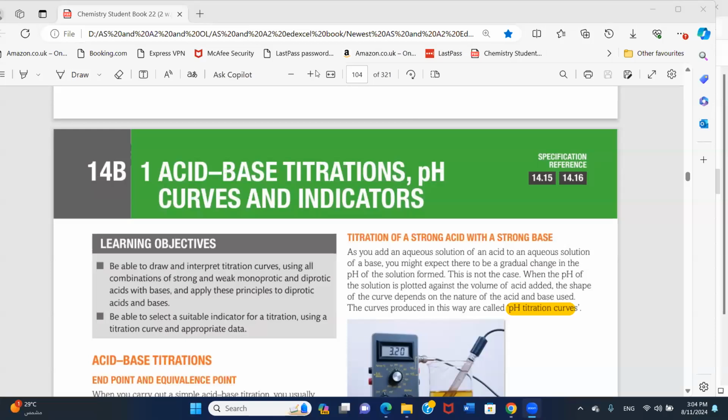Today, inshallah, we are going to start the acid-base titrations, pH curves, and indicators. Of course, as I told you from the beginning of this chapter, this chapter is very, very important. Its questions and problems are very, very important. Of course, we're going to see how to solve the problems because the problems would need us to practice a lot in order to know how to be perfect in solving its questions and its problems.